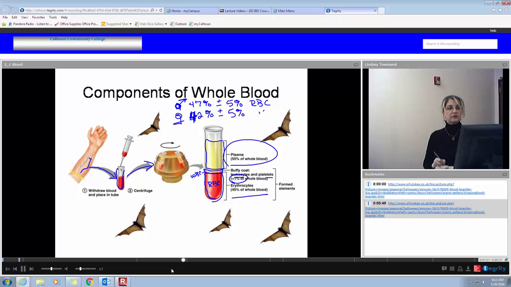The platelets and the white blood cells, as I said, usually compose about 1%, and the remaining approximately 55% of blood volume is that plasma.